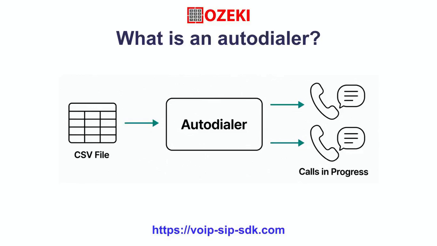What is an autodialer? An autodialer is software that automatically places outbound calls to a list of phone numbers without a person manually dialing each one. In this example, it reads phone numbers and messages from a CSV file, places calls up to a configurable concurrency limit, and plays each message as synthesized speech once the call is answered.